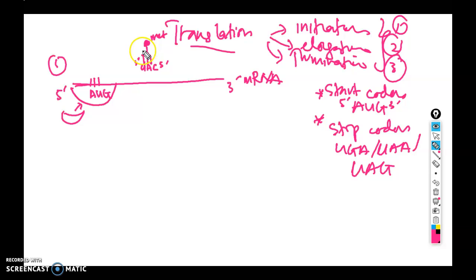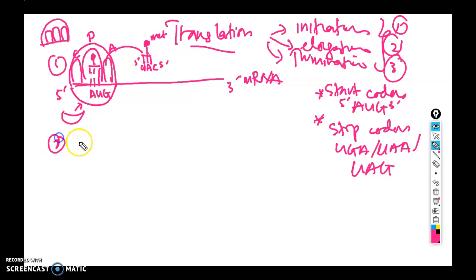This initiator tRNA will bind and complement with the start codon, and then followed by the large ribosomal subunit. Before this it was mentioned that the large ribosomal subunit has 3 sites. This large ribosomal subunit will attach, and the initiator tRNA will occupy the P site. Then you have the E site here, and also the A site. Okay, this is the step for initiation.